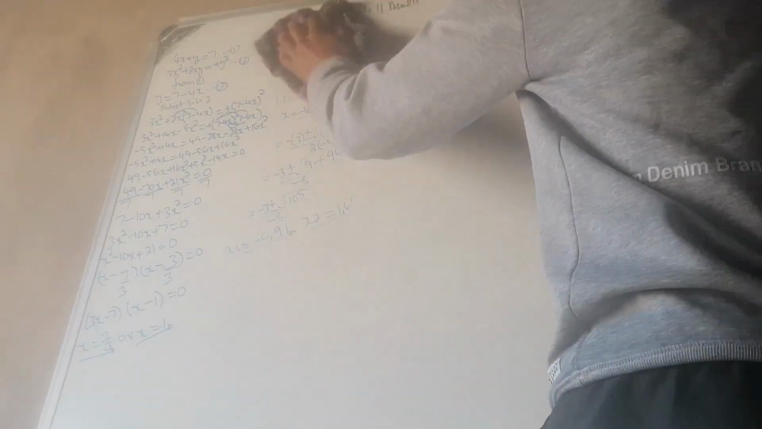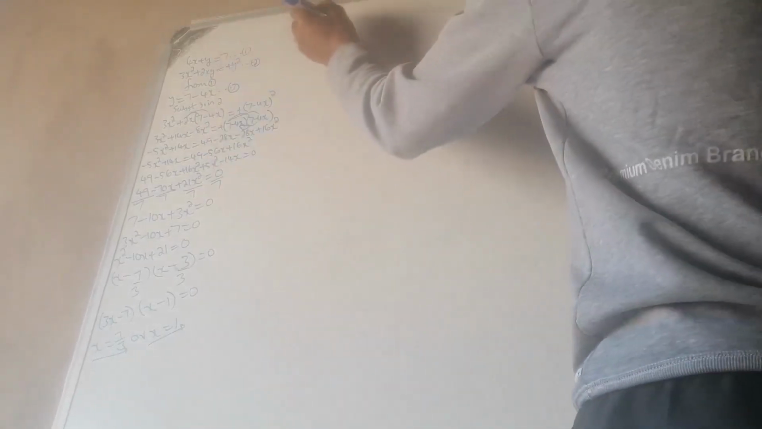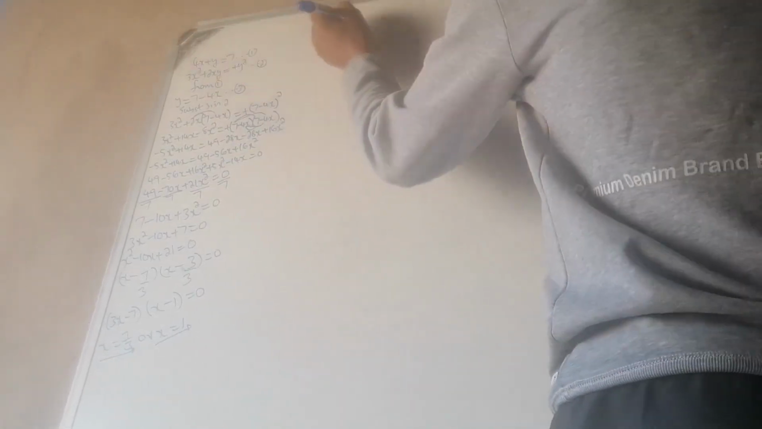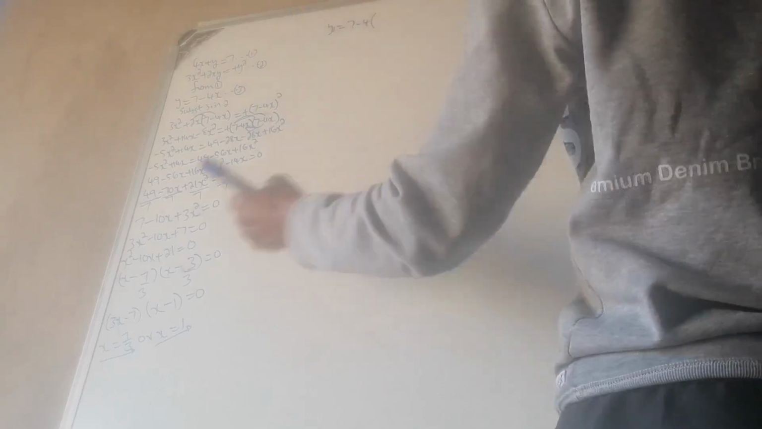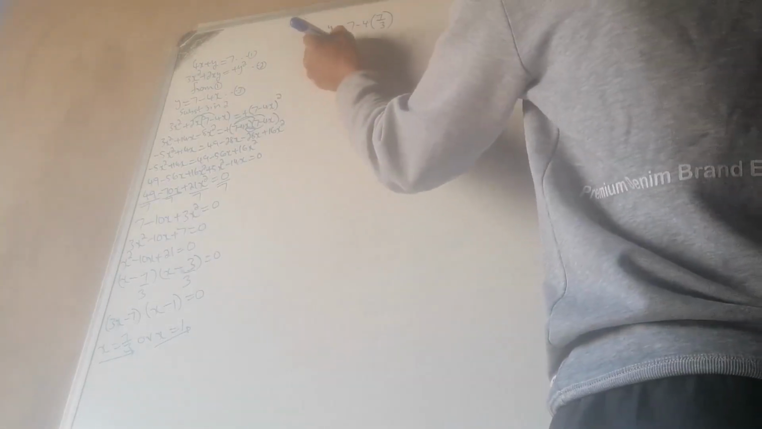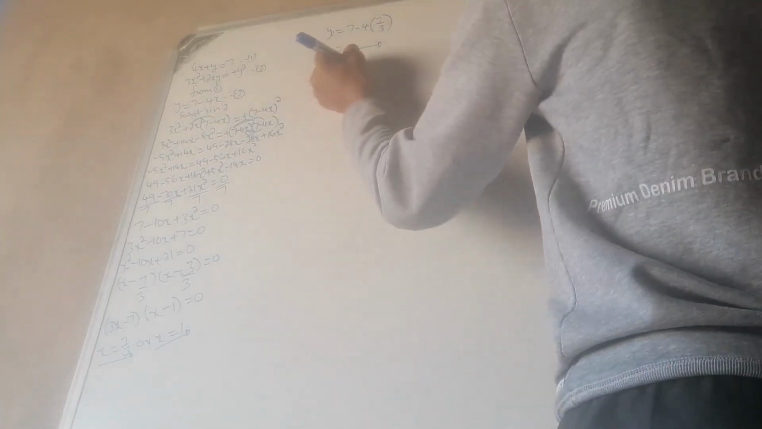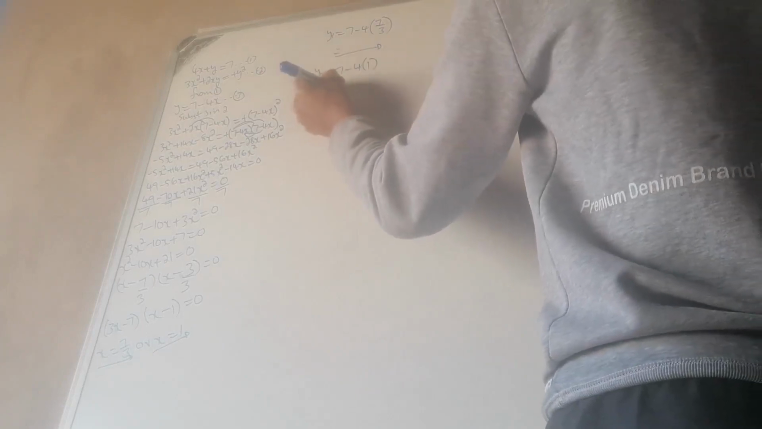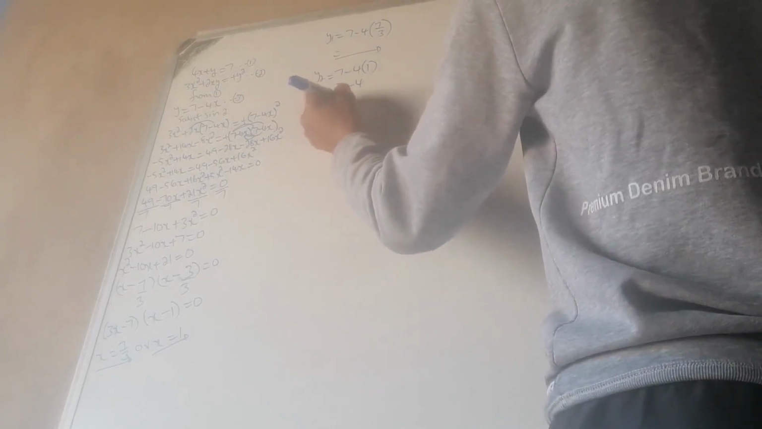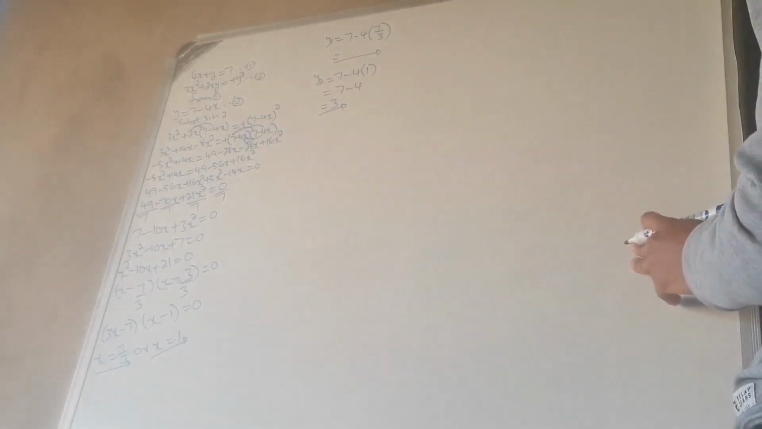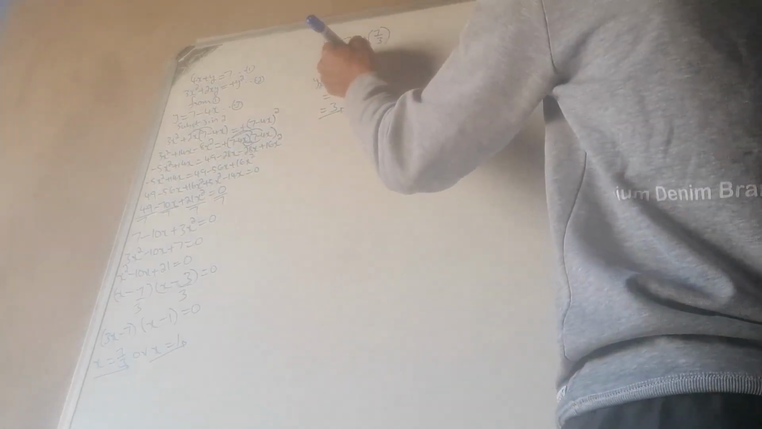We are not yet done. So the first y value will be 7 minus 4 into x, 7/3, and you find the value. The second y, 7 minus 4 into 1. This will give you 3. Negative 7/3. And then you are done.